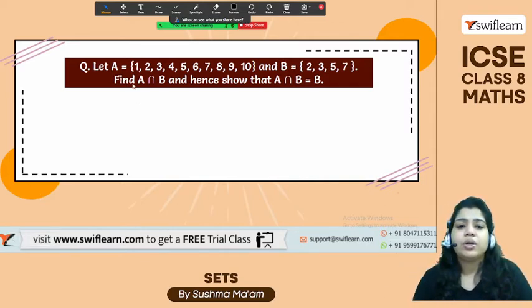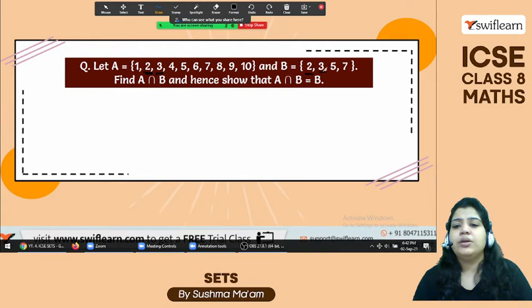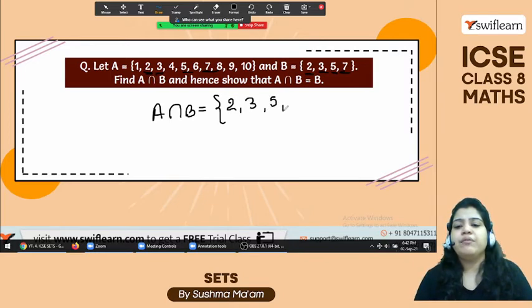So here, what are the common things? First let's see that. We have 2 here and 2 here, 3 here and 3 here, 5 here and 5 here, and here we have 7. So we have 4 common elements. So A intersection B has 4 elements: 2, 3, 5, 7.